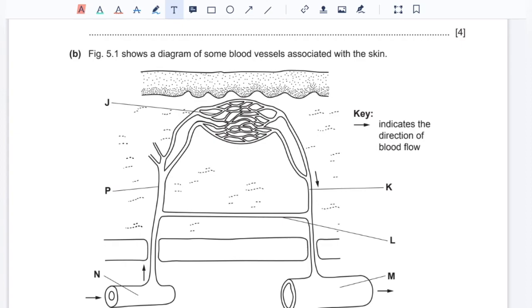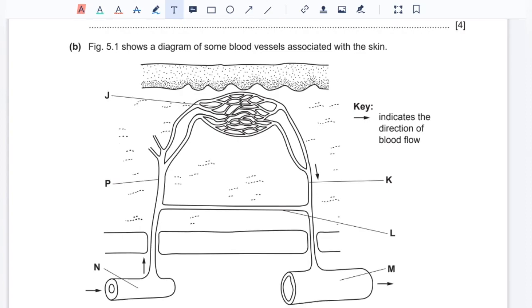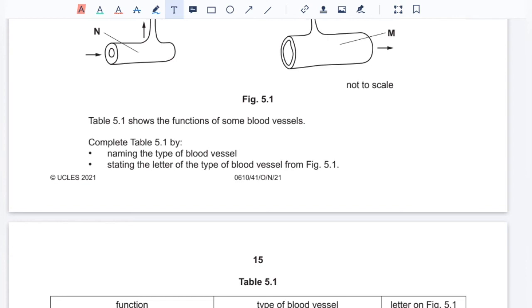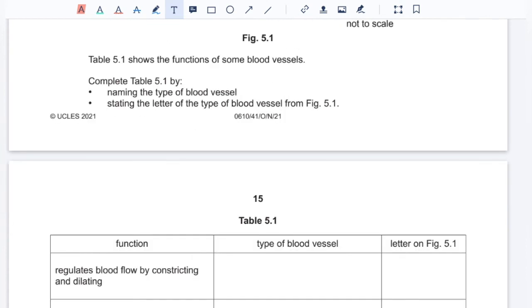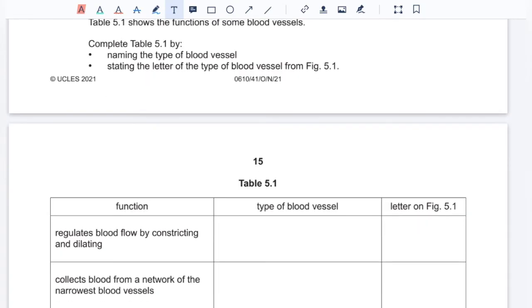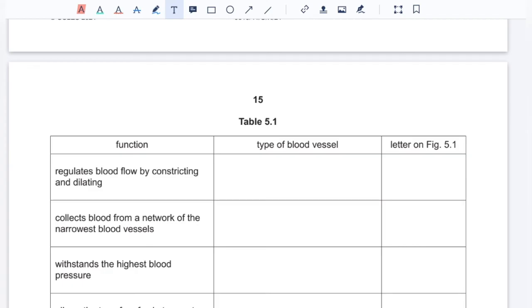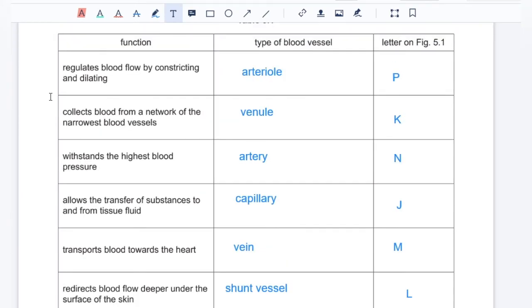B. Figure 5.1 shows a diagram of some blood vessels associated with the skin. Table 5.1 shows the functions of some blood vessels. Complete Table 5.1 by naming the type of blood vessel and stating the letter of the type of blood vessel from Figure 5.1. So the blood vessel that regulates blood flow by constricting and dilating is arteriole, and the vessel that collects blood from a network of narrowest blood vessels. So the vessel that collects blood from the capillaries is venule, and arterioles supply this blood to the capillaries.